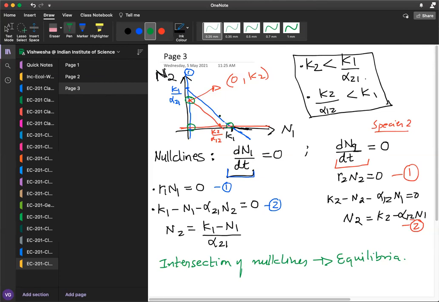Is everything fine so far? Okay. Here is another coexistence. Say that again, sorry. Sir, the coexistence equilibrium. Equilibrium. What happened to that?